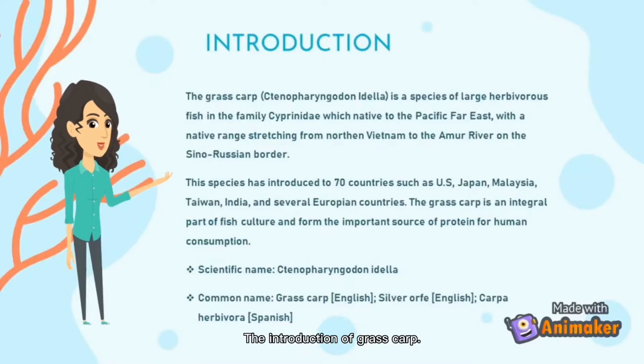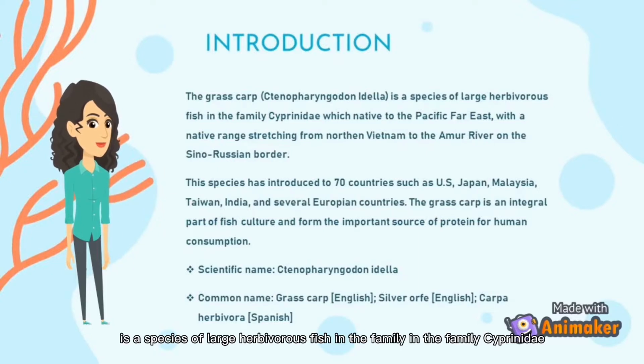Introduction of the grass carp. The grass carp, or Ctenopharyngodon idella, is a species of large herbivorous fish in the family Cyprinidae, which is native to the Pacific Far East, with a native range stretching from northern Vietnam to the Amur River on the Sino-Russian border.